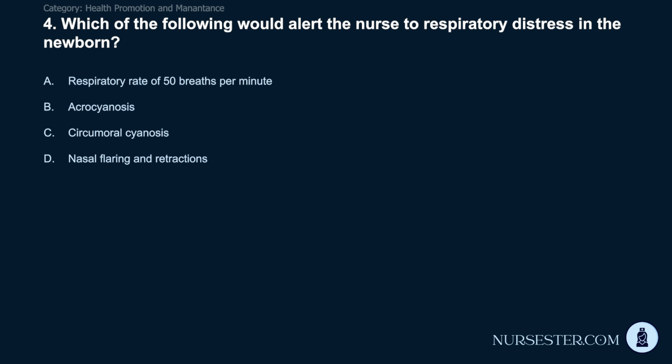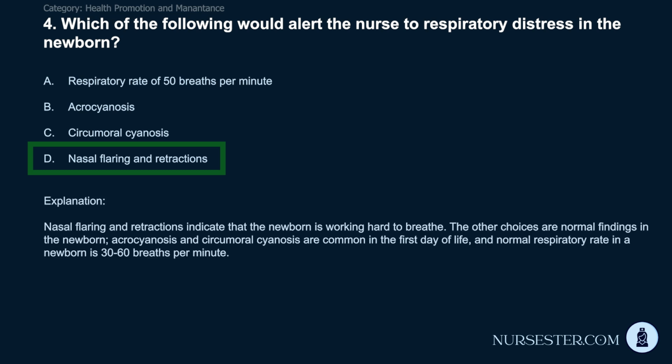4. Which of the following would alert the nurse to respiratory distress in the newborn? A. Respiratory rate of 50 breaths per minute, B. Acrocyanosis, C. Circumoral cyanosis, D. Nasal flaring and retractions. Correct answer, D. Nasal flaring and retractions. Nasal flaring and retractions indicate that the newborn is working hard to breathe. The other choices are normal findings in the newborn. Acrocyanosis and circumoral cyanosis are common in the first day of life, and normal respiratory rate in a newborn is 30 to 60 breaths per minute.